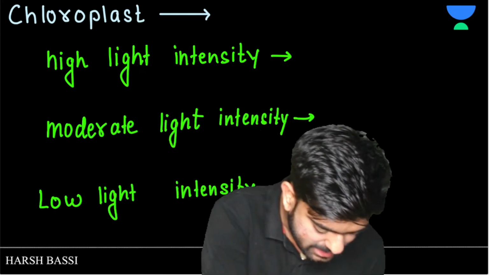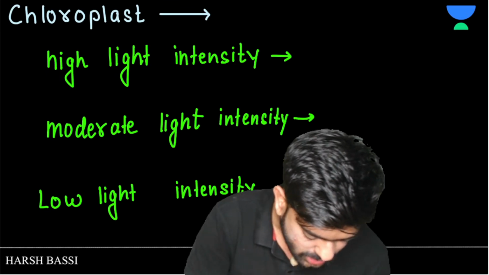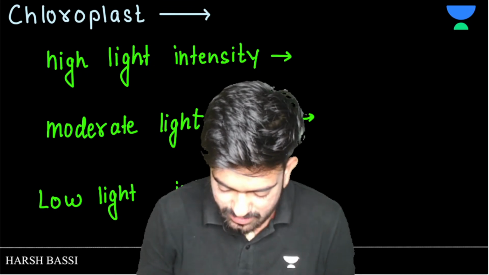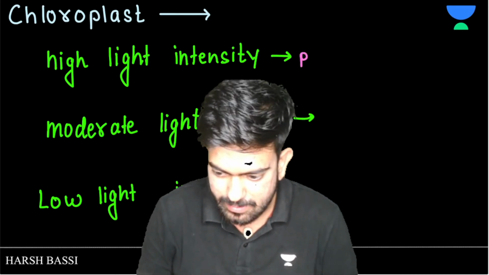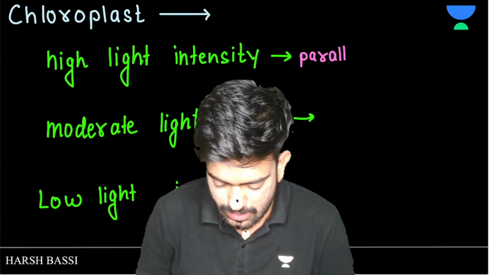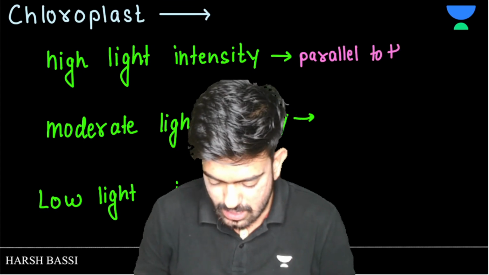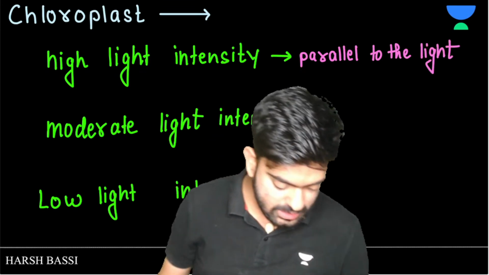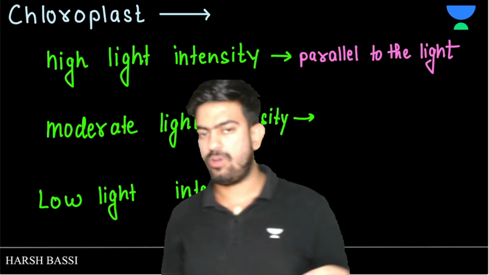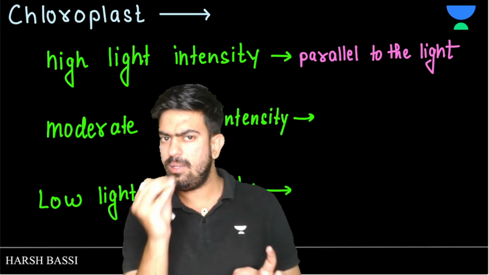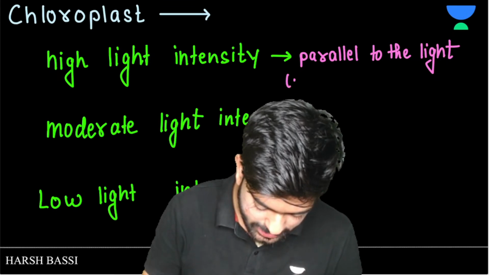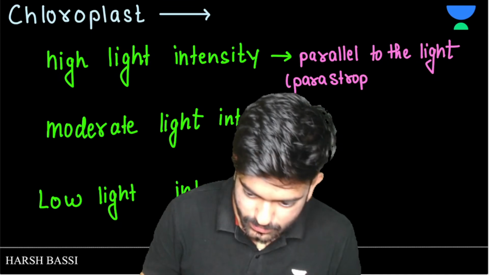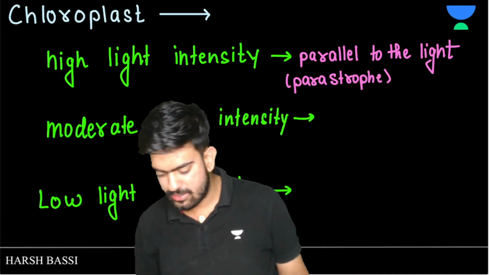The chloroplasts align themselves in such a position that they are parallel to the incident light. And this condition is known as what? This condition is known as parastrophe. Parallel, para. Clear to everyone? I hope that there is no doubt in this thing.